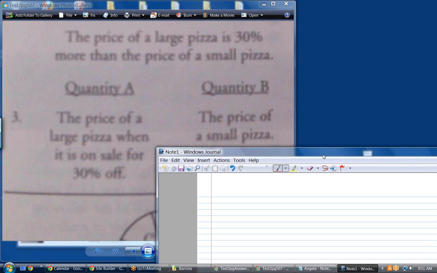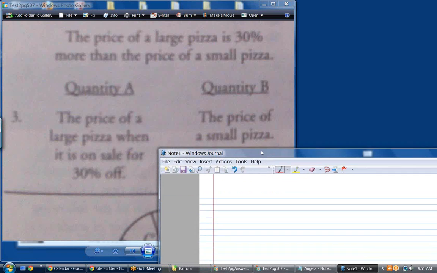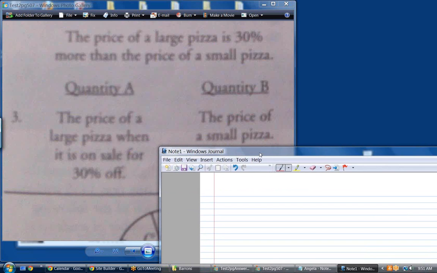I can't see the bottom part of quantity B, the price of a small pizza. That's it, yeah. Quantity B would be larger. Well, maybe not. It depends. If we pick some numbers, which I think is the best way to do this. Well, yeah, that's pretty much what I did.